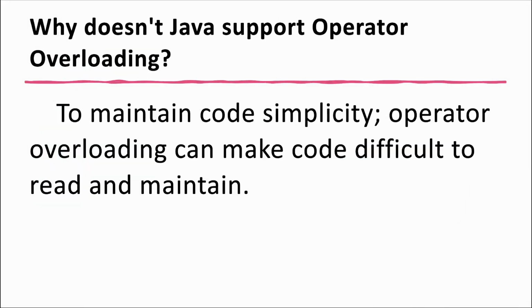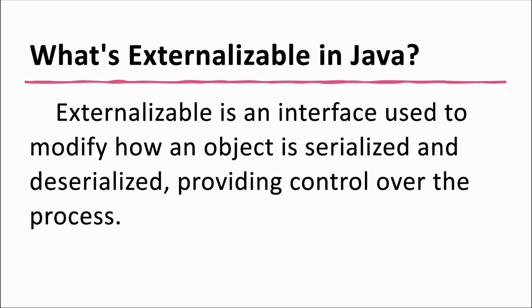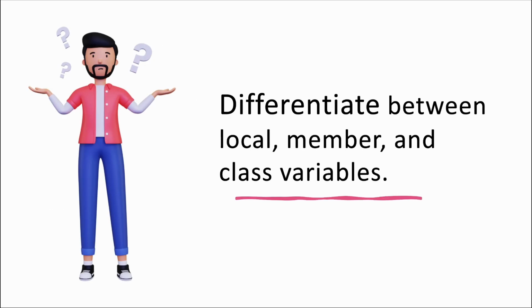Next question is, why doesn't Java support operator overloading? And the answer is, to maintain code simplicity. Operator overloading can make code difficult to read and maintain. Next question, what's Externalizable in Java? An answer is, Externalizable is an interface used to modify how an object is serialized and deserialized, providing control over the process.